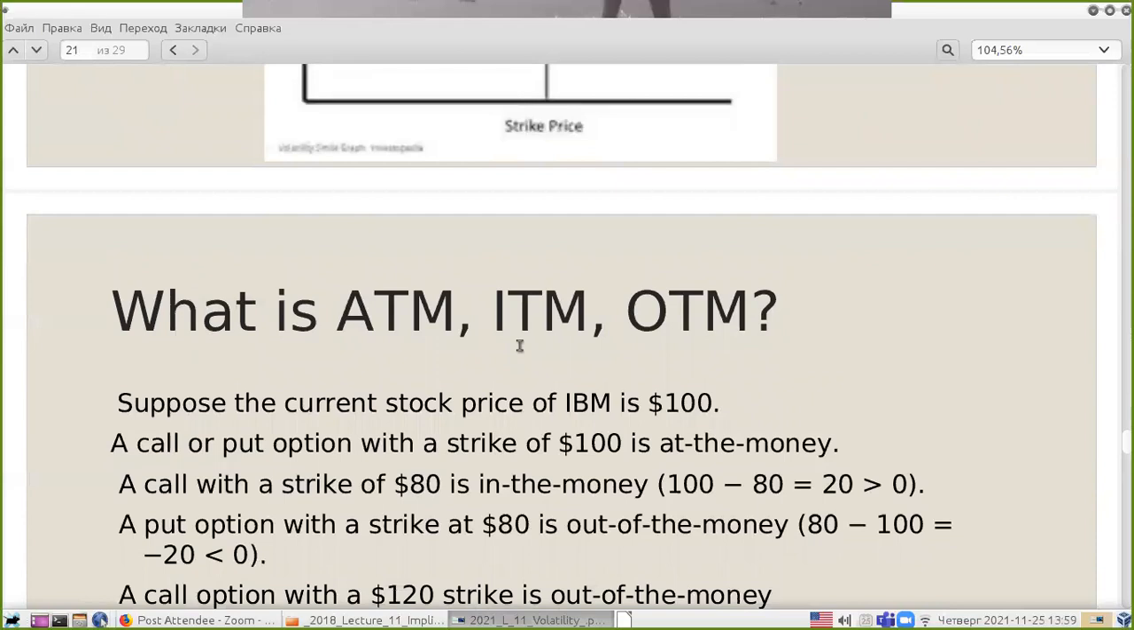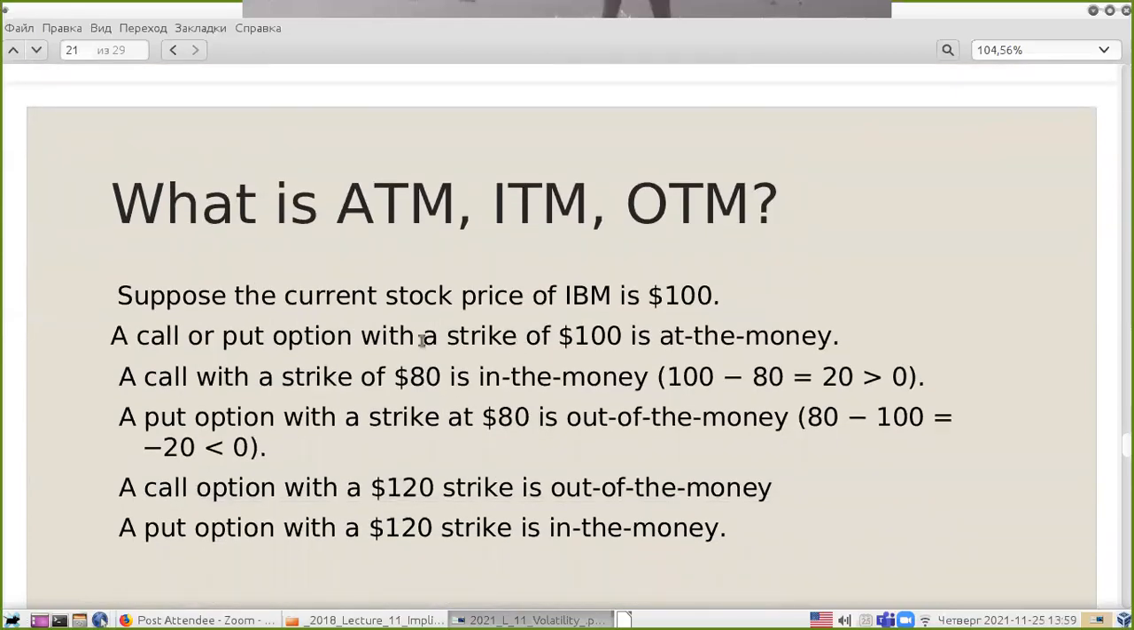OTM, ITM. I can explain it. Suppose that the current stock price of company IBM is 100. So it is the price for today, yes? And if we choose a call or put option with a strike of 100, or very close to this, it means that we are at the money. Our call option is at the money.